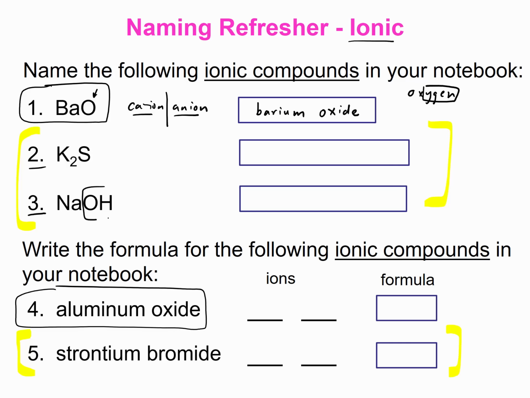Remember, I'll also give you a hint here that with ionic, you'll have to remember your polyatomic ions, and also, oh yeah, the transition metals. If it's a transition metal, then you have to specify the charge it makes with Roman numerals.